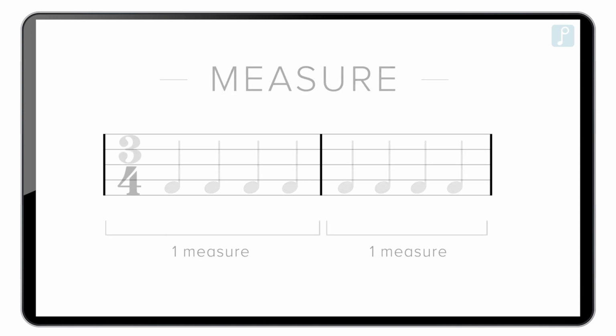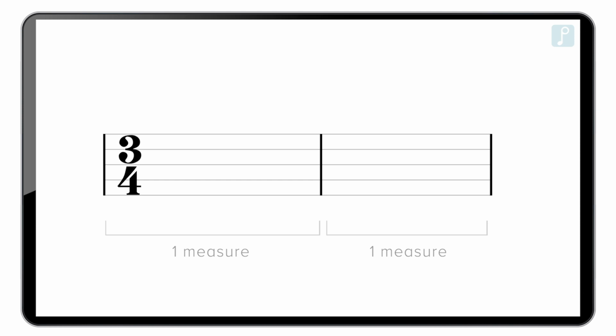Let's look at another example, 3/4. In this time signature, again, the quarter note gets the beat because there's a 4 in the denominator. But the top number tells us that we're going to group the equivalent of 3 quarter notes in a measure. Now the time signatures we just looked at had a 4 in the denominator, making the quarter note the beat.